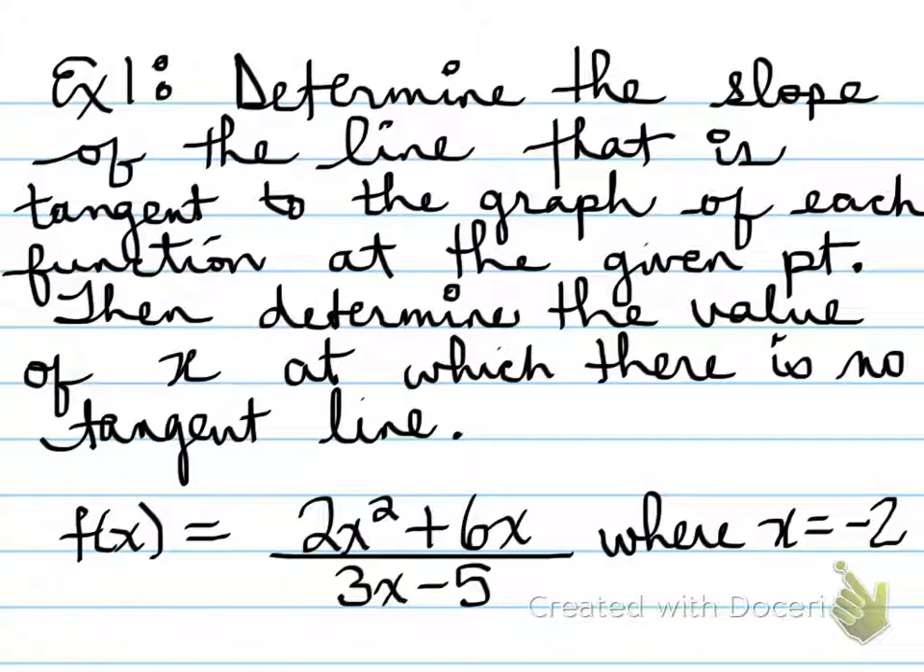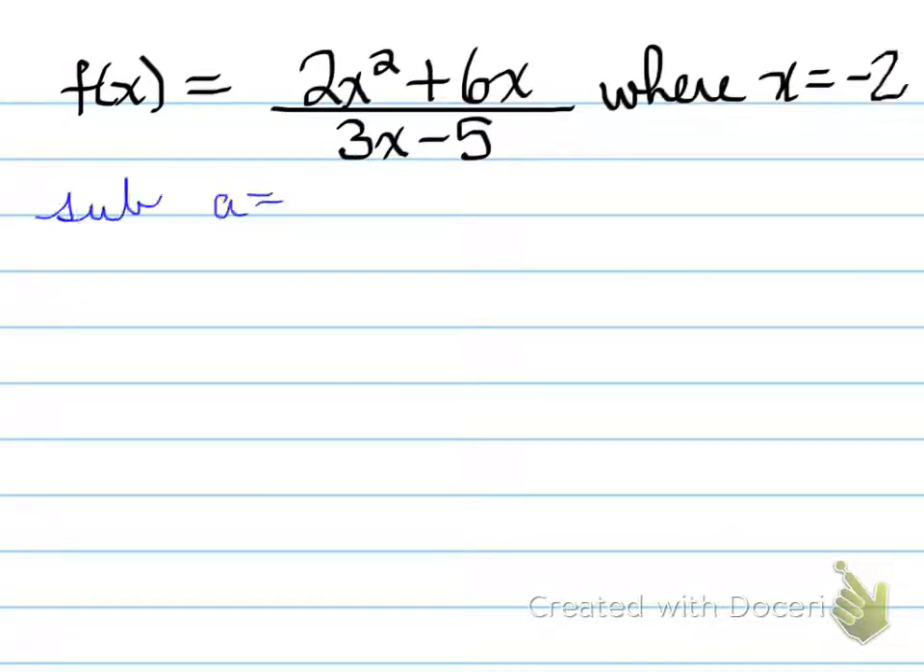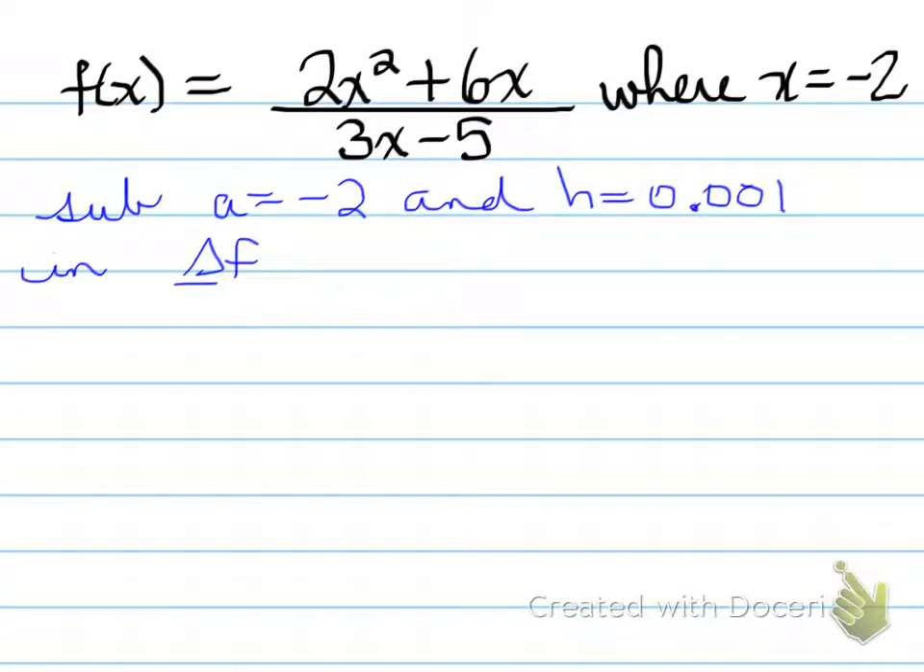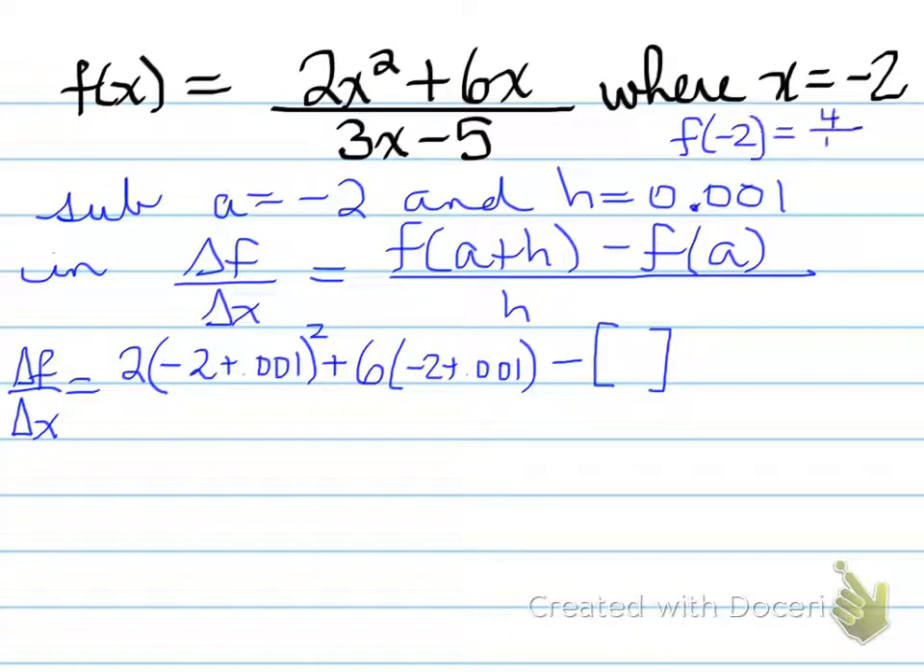All right, so let's do the first part. Determine the slope of the line that is tangent to the graph of each function at the given point. So here's our point. We need to find the slope of the tangent line. So here's our equation. And we're going to sub a equals -2, h equals 0.001, into delta f over delta x, which is equal to the difference quotient. Plug in the values for a and h into the equation. Now, what's important here is f at a. What I do sometimes is I like to calculate f at a separately. So here's my f at a. I get this value. That's the value I'm going to plug right into here.